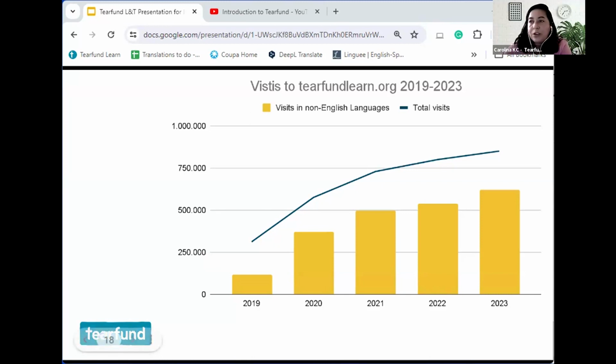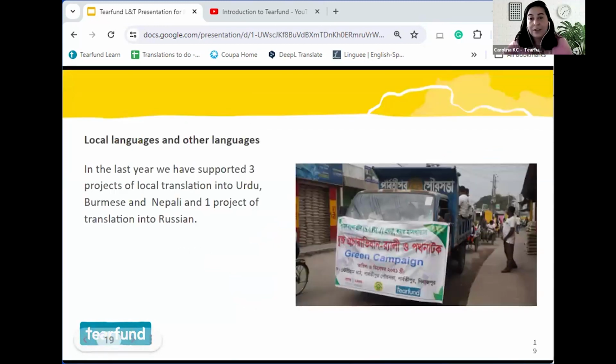And briefly to talk about our local languages, we have started to be more intentional and support local languages. Incredibly interesting to hear from what I will share today about social translations and crisis and translation. We have just started to look more intentionally at that. We have recently started to support local translation into Urdu, Burmese, and Nepali.